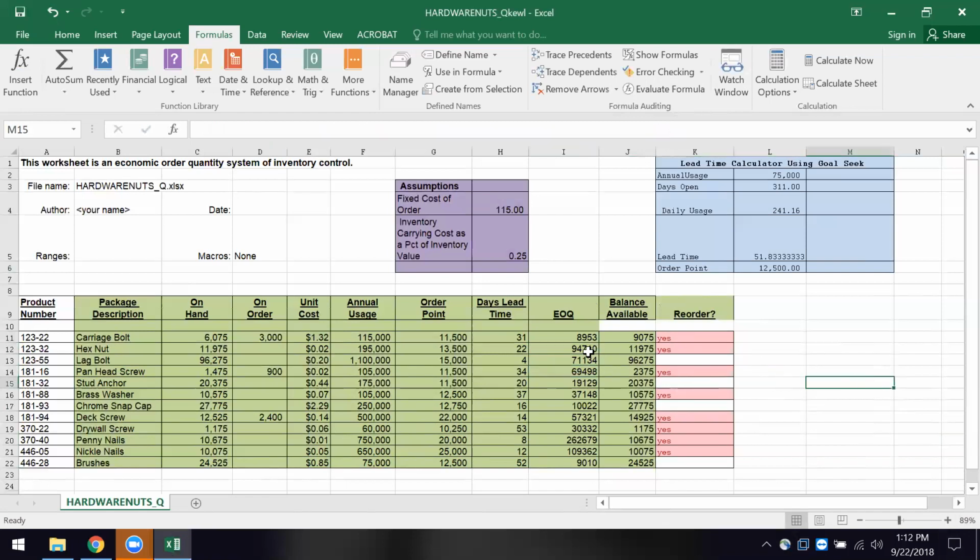Now, we have the EOQ, the economic order quantity, that is the right amount of inventory to order, so we don't have too much on hand or too little. And anytime we go below the order point, then it's time to order. And if you see over here in this column, reorder, okay, you're going to see a conditional statement.